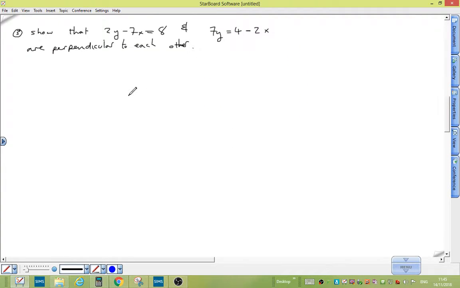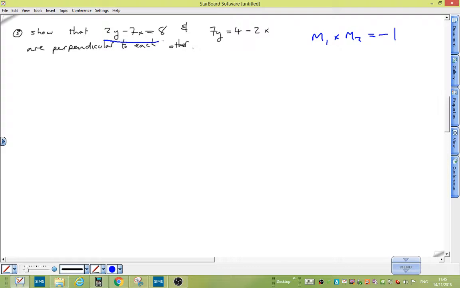Question 3. Show that this straight line graph and that other straight line graph are perpendicular to each other. What is the rule that you need to remember here to prove that two things are perpendicular? Tom? That's exactly it. M1 multiplied by M2 is equal to -1. That represents the gradient of the first line, that represents the gradient of the second line. Times the gradients together, you should get -1.